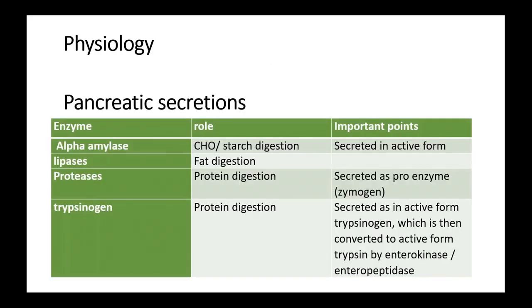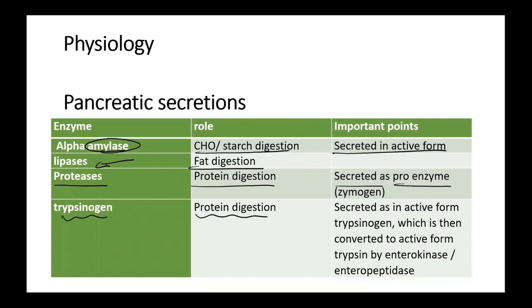Next is pancreatic secretions. We are discussing physiology, pancreatic secretion. So the pancreas secretes different kinds of enzymes. So first is amylase. Amylase is responsible for carbohydrate digestion, secreted in active form. Lipase, fat digestion. Protease, protein digestion. So protease is secreted as proenzyme. It's not secreted in active form.